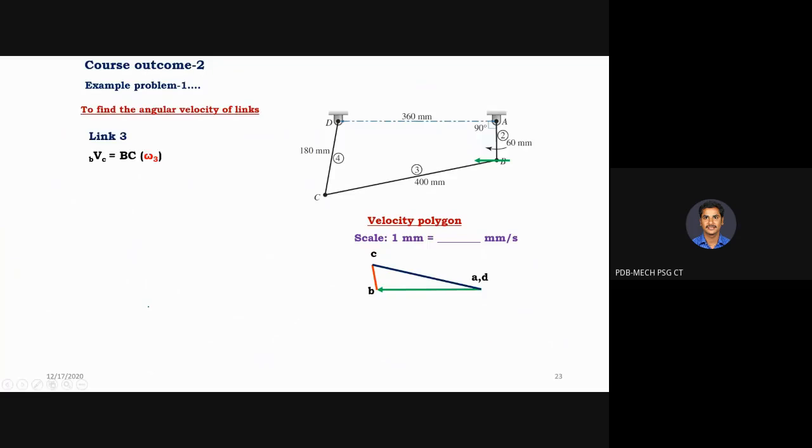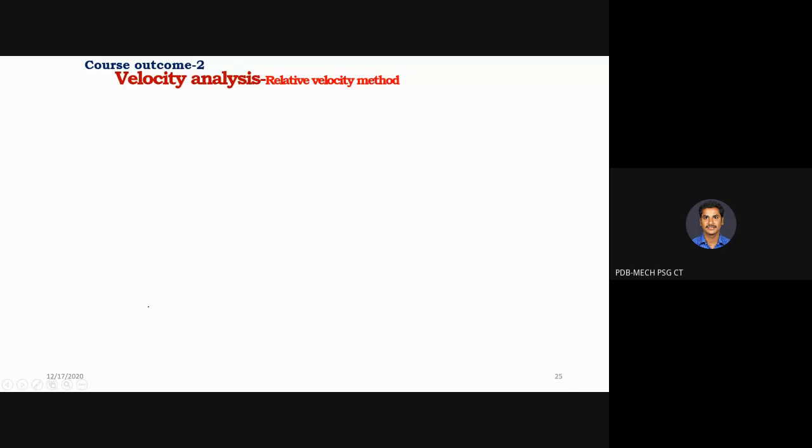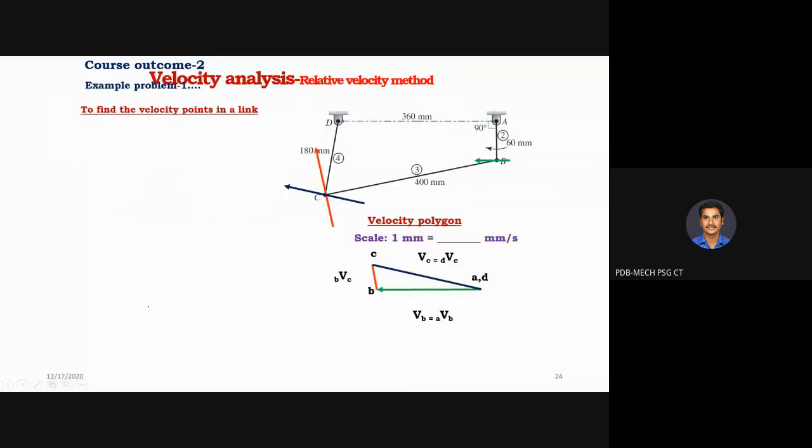One more thing. We know how to find the velocity of point B. We know how to find the velocity of point C, B, A, etc. That is linear velocity. And we know how to find the angular velocity of links 3 and 4. We have found all of these. Suppose I want to find the velocity at a particular point E. Let me denote it as point E. DE is equivalent to 120 mm.